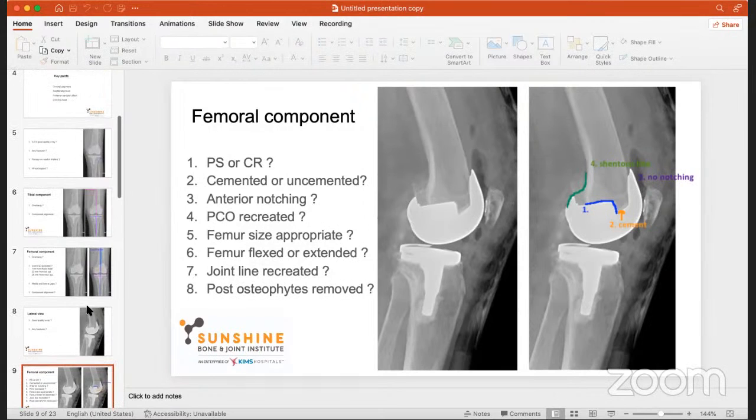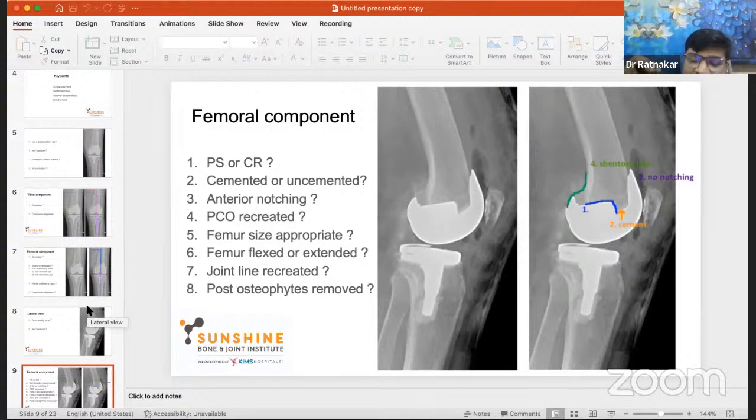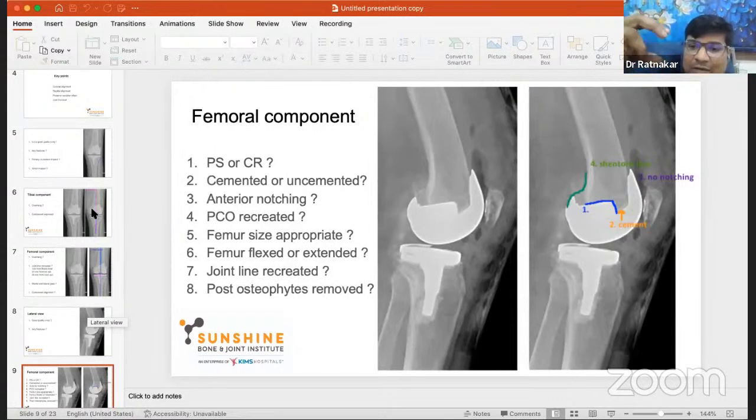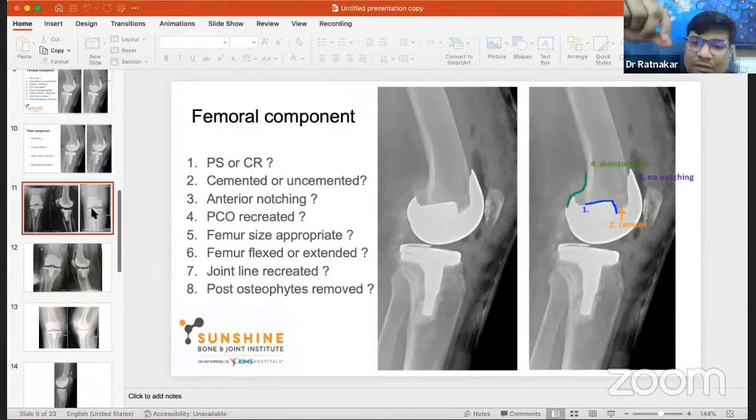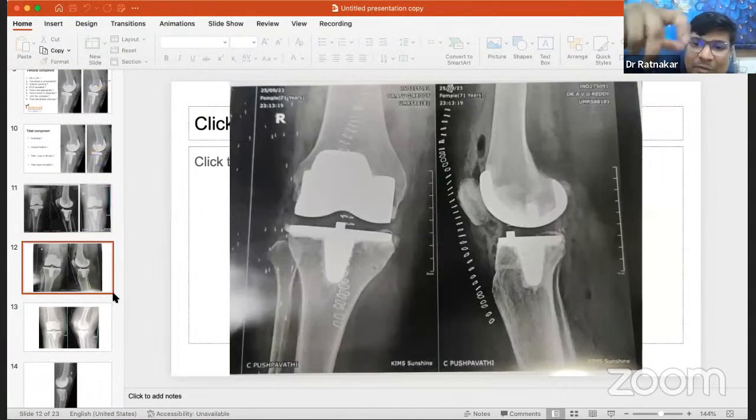What is the small post in the tibia for? That you said over-rotating polies. That is a post on which the polyethylene will have a slot. This polyethylene slot will rotate on that small post and give the mobile bearing.